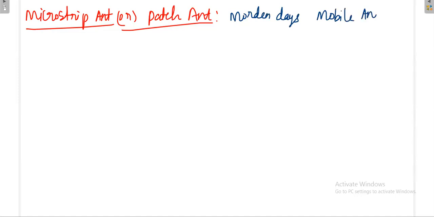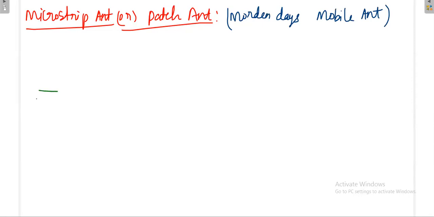Okay, so nowadays we are using smartphones. In the smartphone we are having this microstrip antenna or patch antenna in general. And what is the structure of the patch antenna?